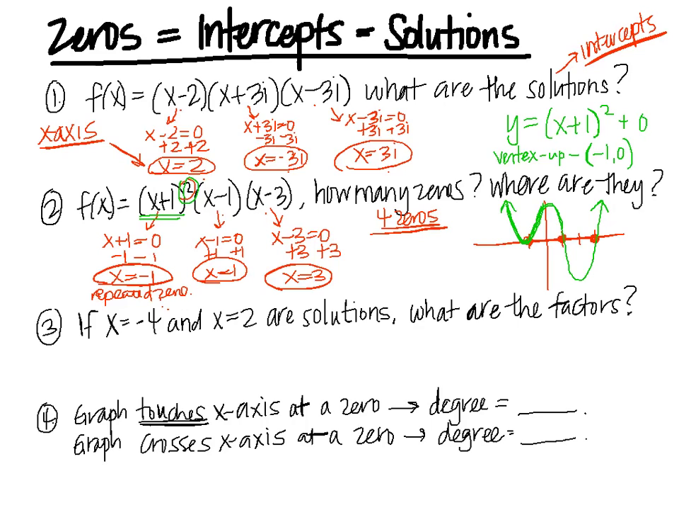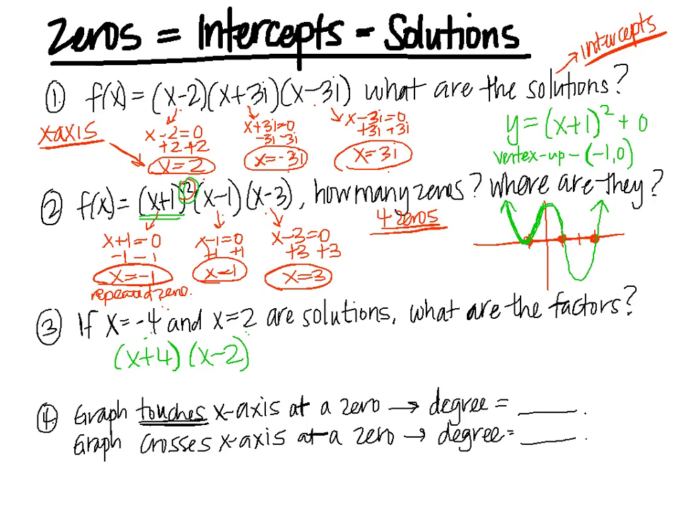The last one, talking with factors, is we give you the solutions, and we want you to write the factors. And we've done this in previous sections. So if I give you a 0 of -4, then I have x plus 4 as a factor. And if I have a 0 of 2, then I have x minus 2 as a factor.